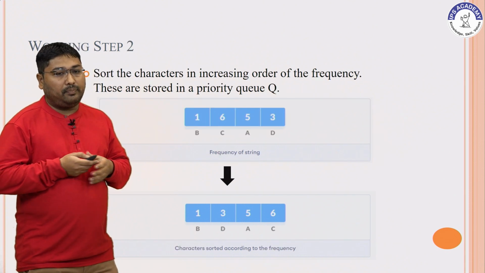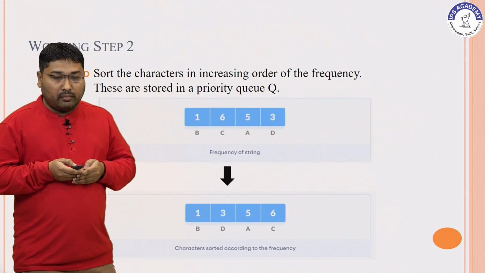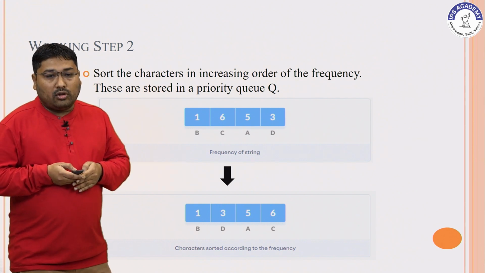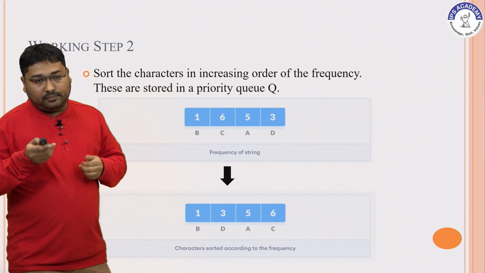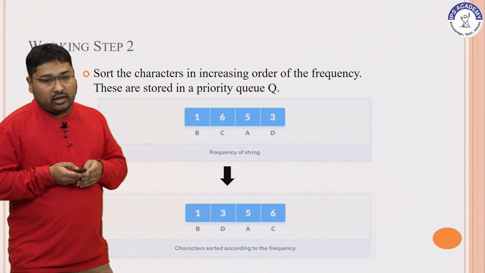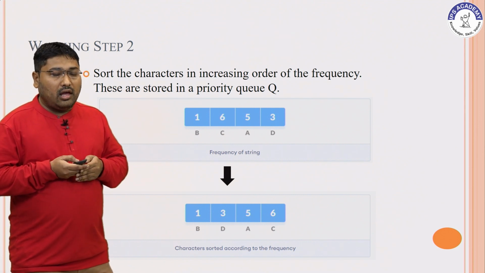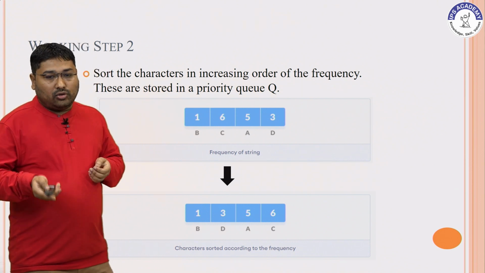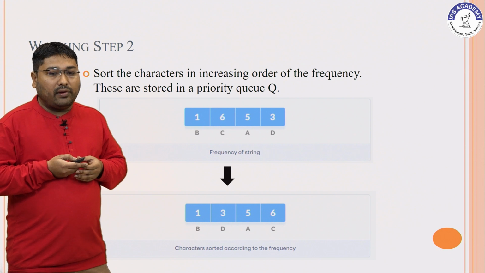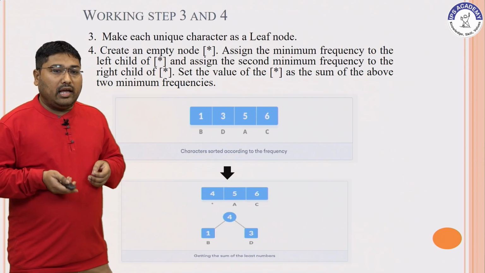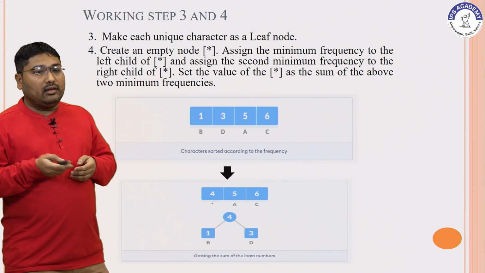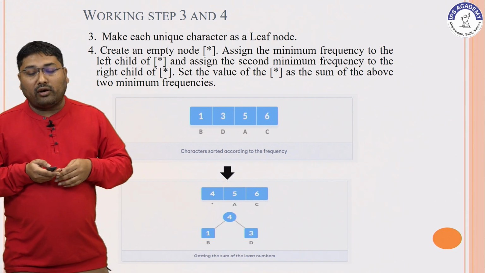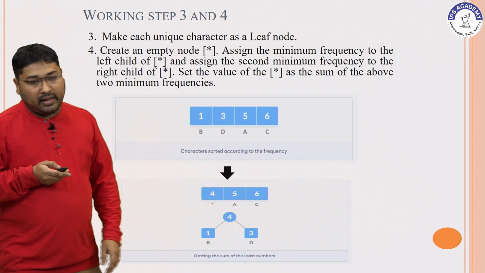The second step is to sort the characters in increasing order, because Huffman coding uses the optimal merge pattern and a greedy approach. So first we arrange the characters in increasing order according to their frequency. We use a priority queue to store these frequencies, as shown in the above message. Now these frequencies are sorted in increasing order. In the third step, we make each unique character a leaf node. All the leaf nodes contain the characters which occur in your message.